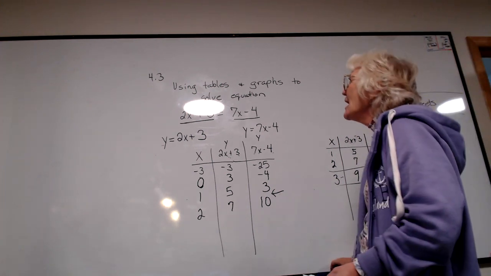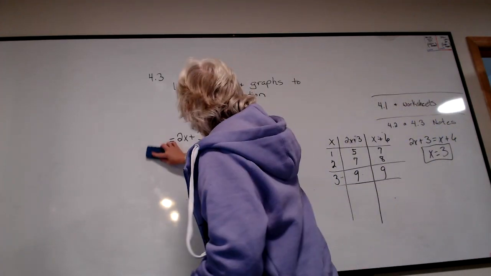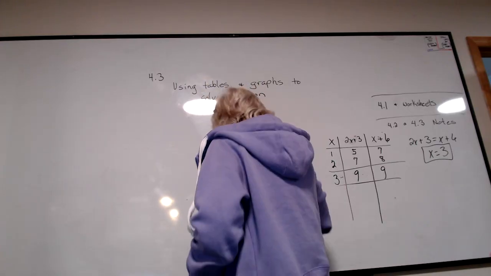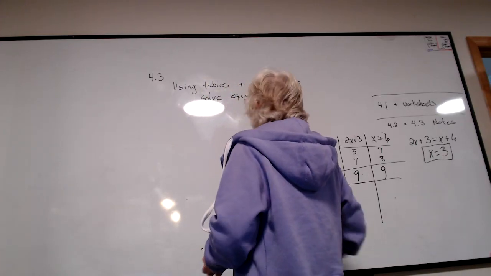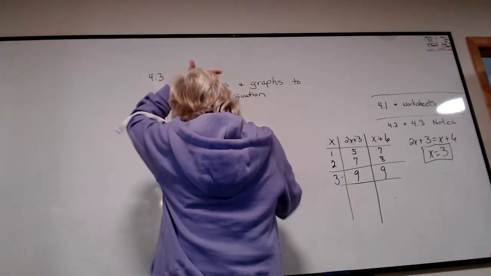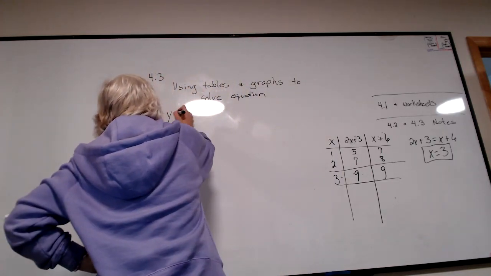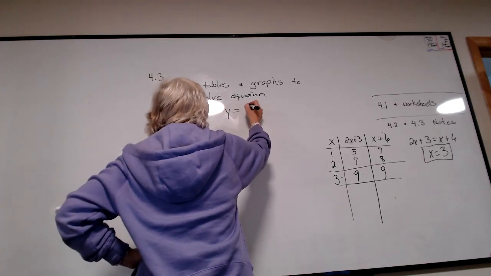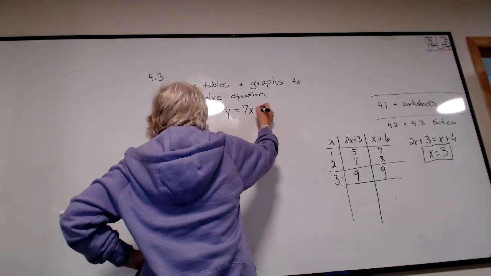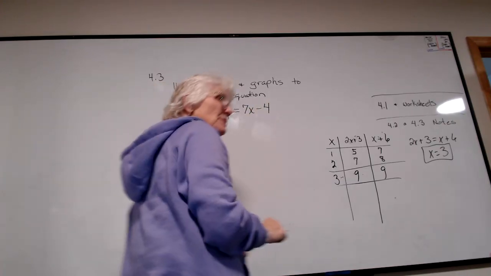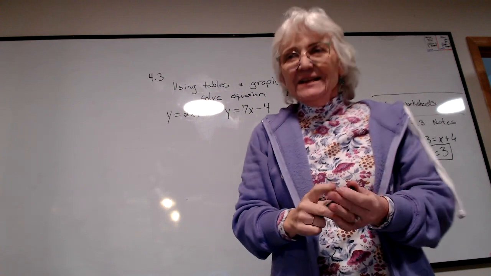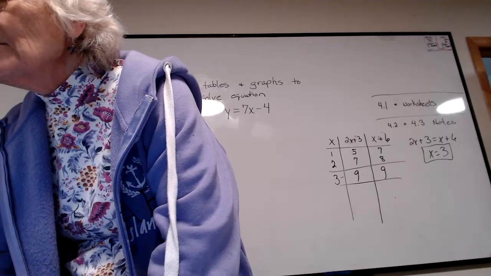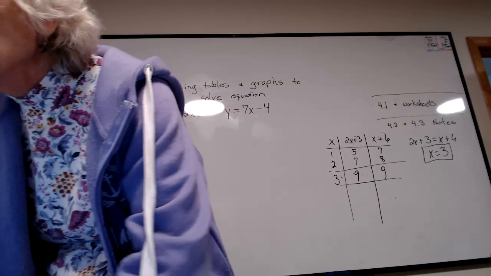So the next thing we can do, and this is actually easier, I want you to use Desmos. I'm going to show you the answer to this one I just had, which now I can't remember. Y equals 2x plus 3, and y equals, was it 7x minus 4? Yeah. How many wrote it down?